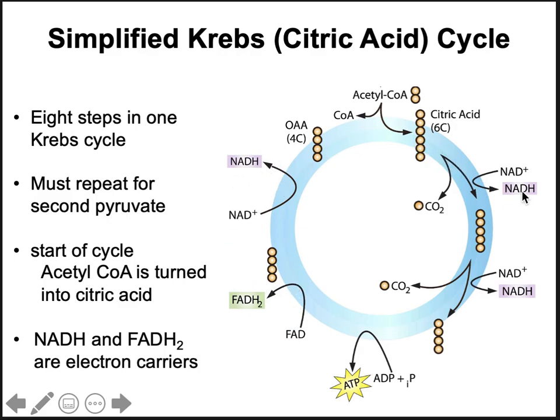So you see you get 3 NADHs out of the whole single cycle. You get 1 FADH2 and 1 ATP. But that's just one acetyl-CoA. We have 2 of them for every single glucose molecule. So we're going to do this again. And that's how we get those totals that were on the previous slide. Okay?